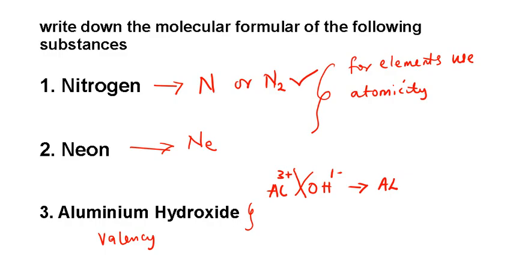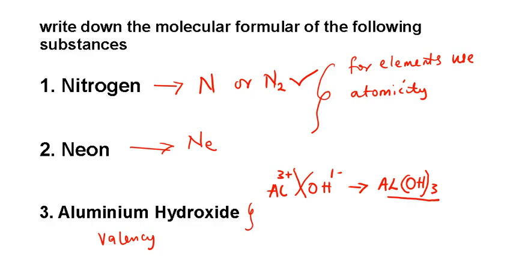So we have Al(OH)3. In this case, because hydroxide is made up of oxygen and hydrogen, it's going to be in brackets. So this 3 is multiplying the oxygen and also the hydrogen. This becomes the molecular formula for this compound, aluminium hydroxide. Remember that whenever you want to get the molecular formula of a compound, you are going to make use of the valency.